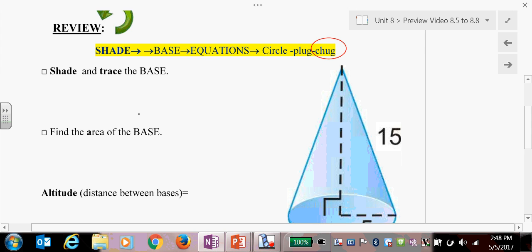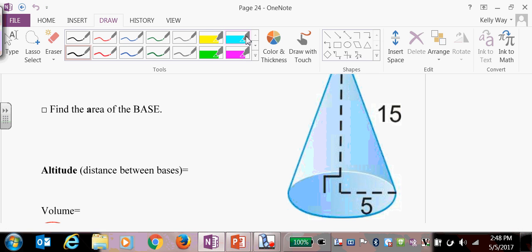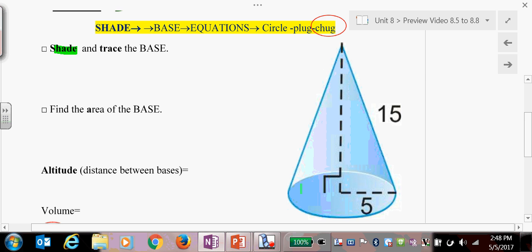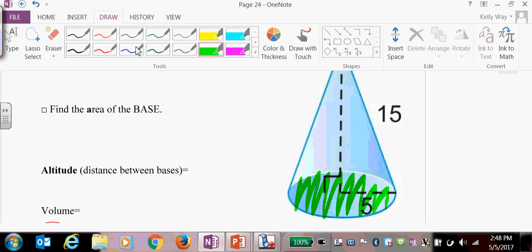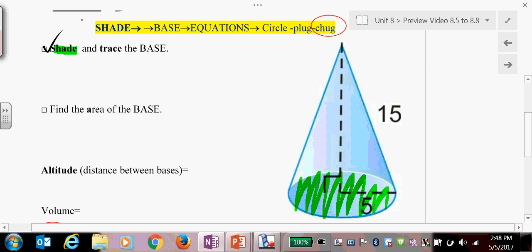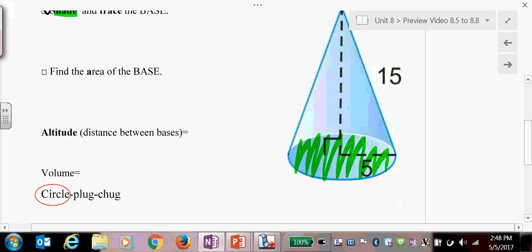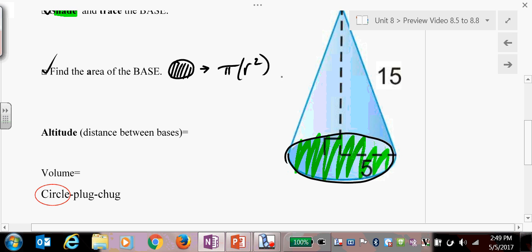Step number 1, it says to shade the base. Let's shade our base here. We've done that. Check. Then it says here to find the area of the base. So let's trace it. And come over here and ask yourself, how do you find the area of that shape? And you should have gotten pi r squared.